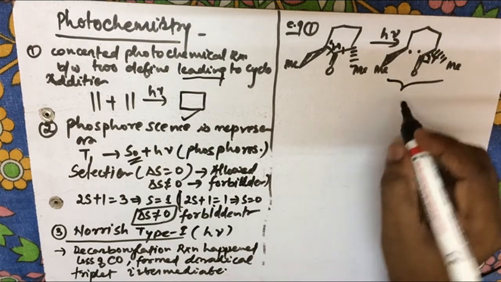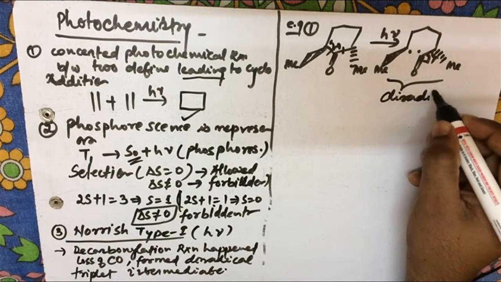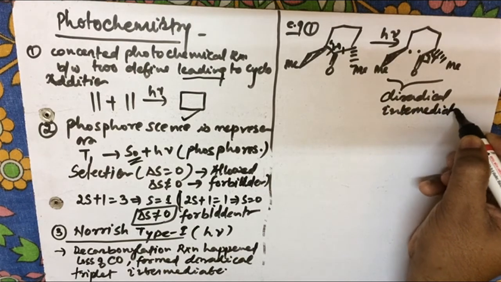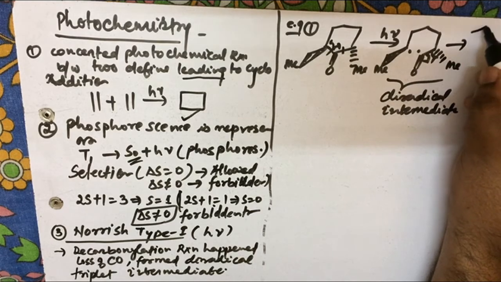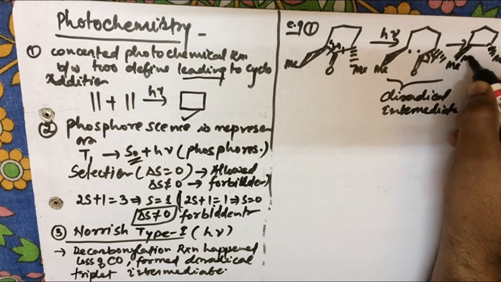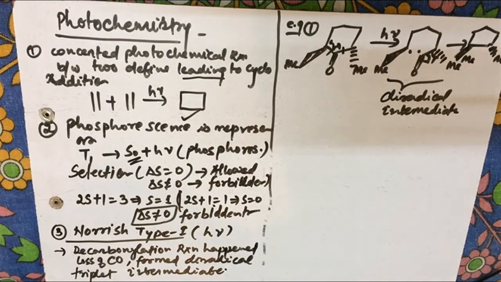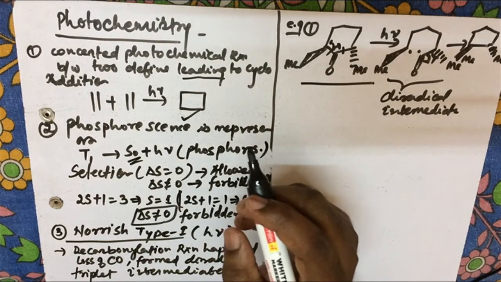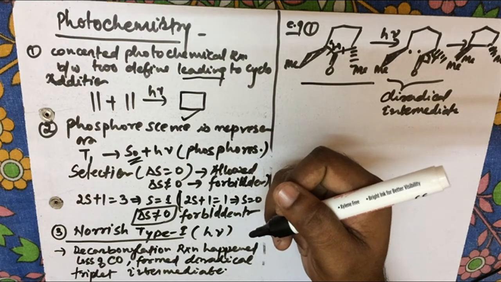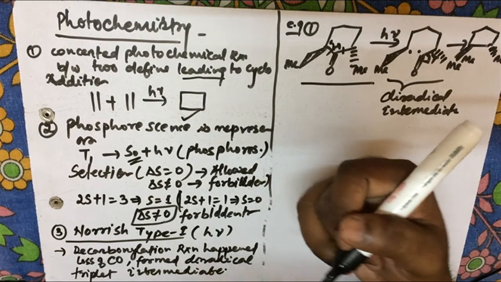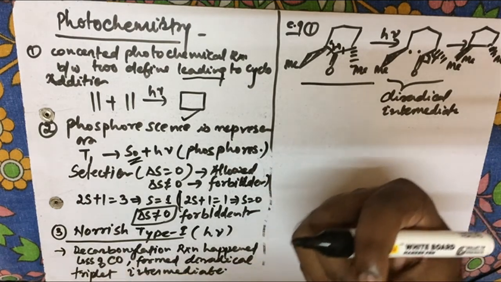So this is the diradical intermediate, and again it forms the 5-member ring. So this is the product. The actual theme of this Norrish type 1 is this. There are several examples you can solve inside this Norrish type 1 reaction.